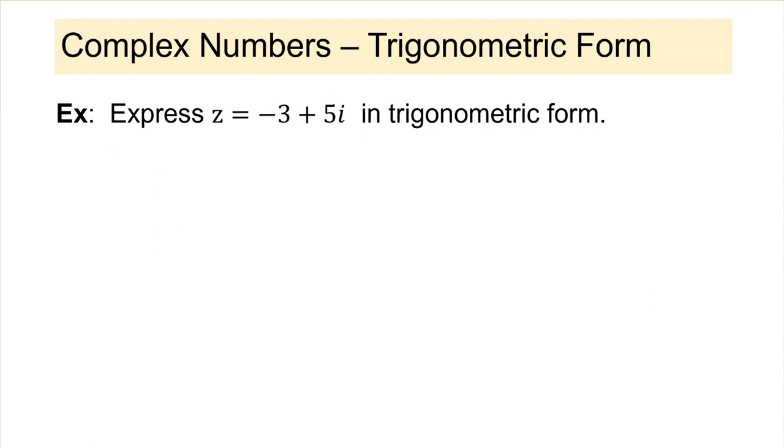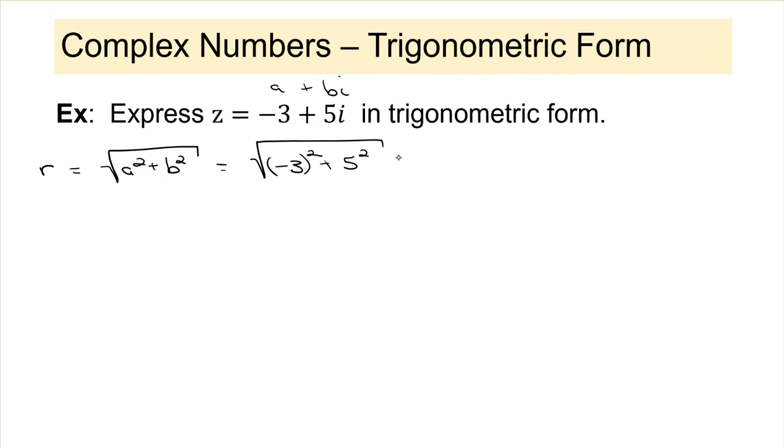Now we're going to do one more example converting from rectangular to trigonometric form, because I want to show you something that could happen. So again, we've got rectangular form. We've got our a plus bi. Our r, easy enough, square root a squared plus b squared. So the square root of -3 squared plus 5 squared. So what have I got? The square root of 9 plus 25. So I've got the square root of 34.